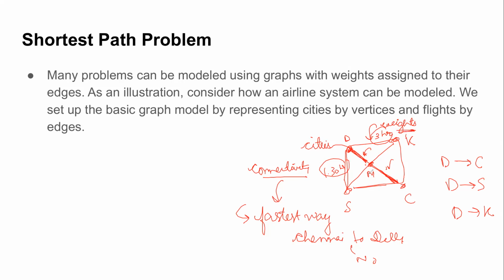unless the scenario is unweighted. That means if, instead of finding the fastest way, I ask you what is the smallest number of hops.